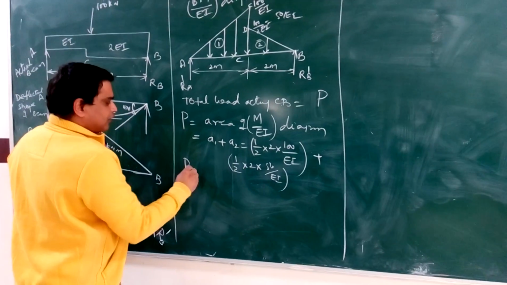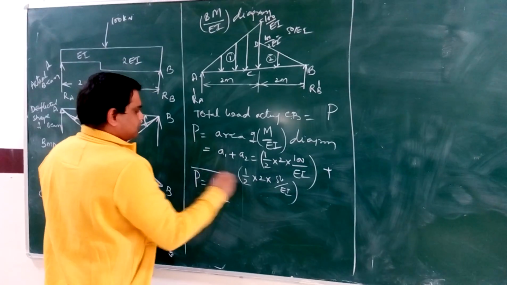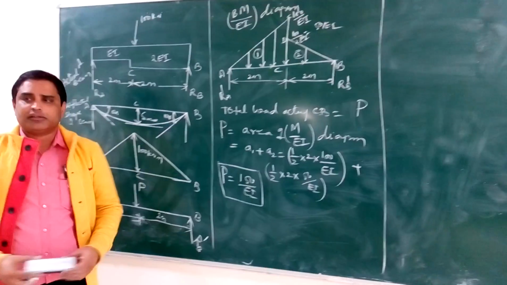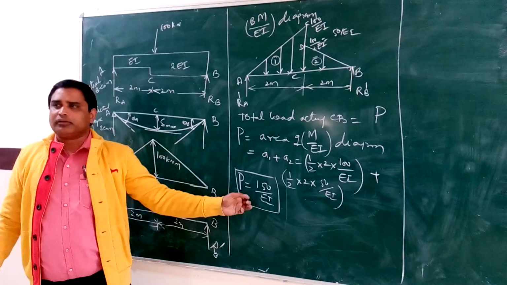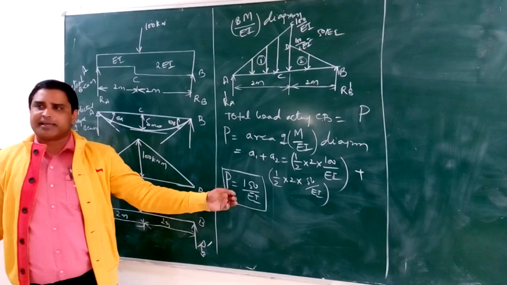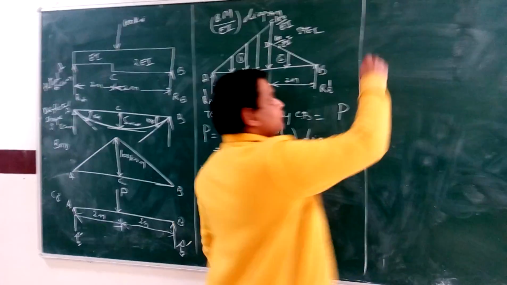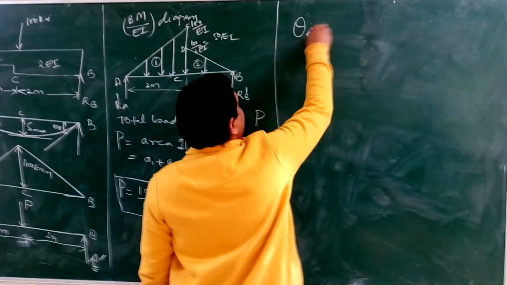Therefore, the total load acting on the conjugate beam is 150 by EI. Look here, guys. This P is the total load acting on the imaginary beam. It is 150 by EI. And now we have to calculate the slope at A.